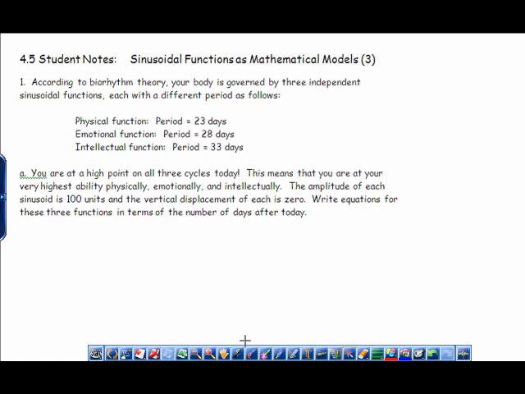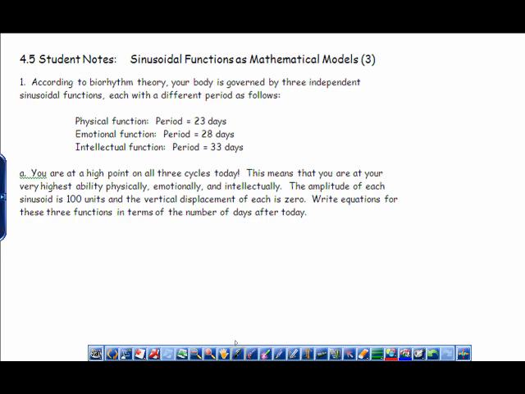Okay, 4.5 student notes, sinusoidal functions as mathematical models, day 3. If you notice, these notes have 3 problems on them. I'm only going to do one of these in the video lesson, and your assignment tomorrow is actually going to be the next 2. Each time we have one of these, the difficulty level is going to step up a little bit. So let's proceed, and if you have any questions, please jot them down and ask them in class tomorrow.